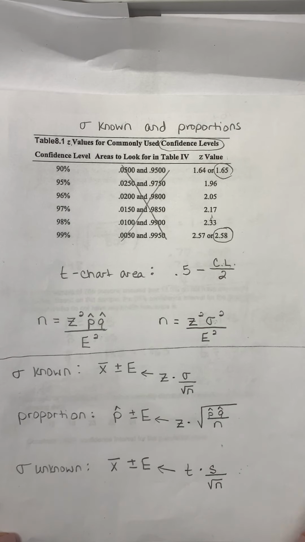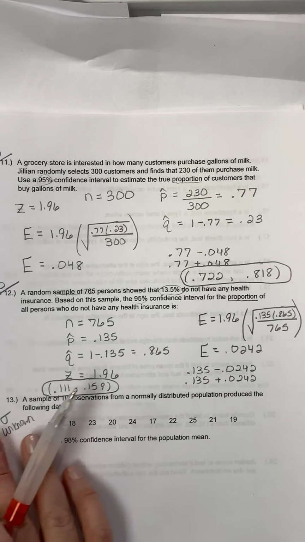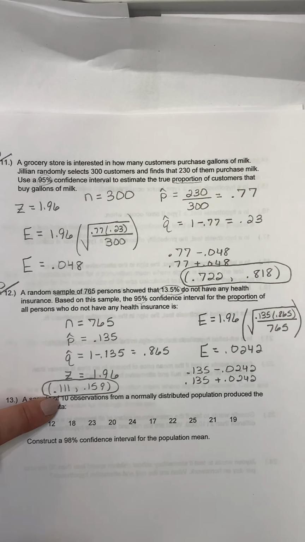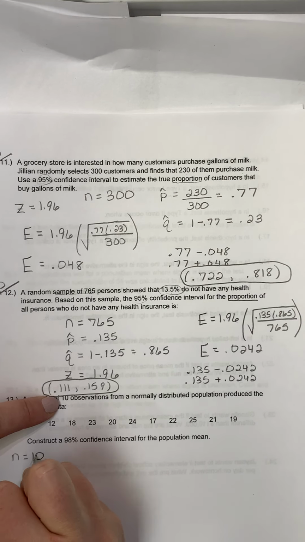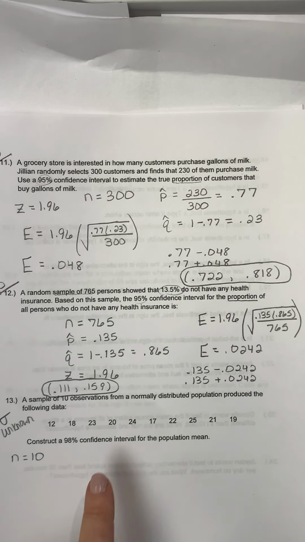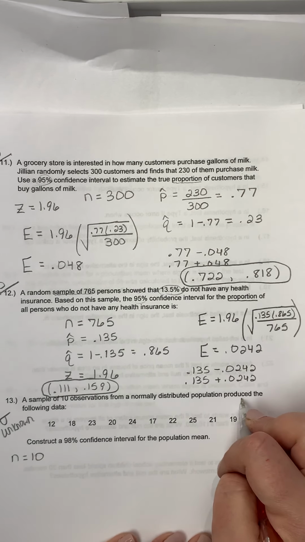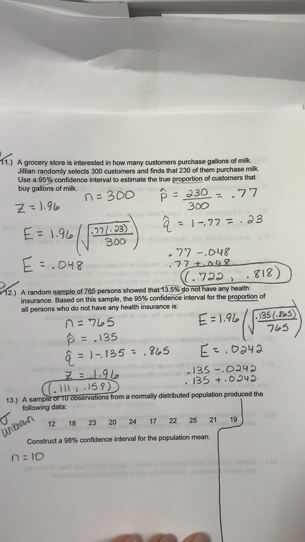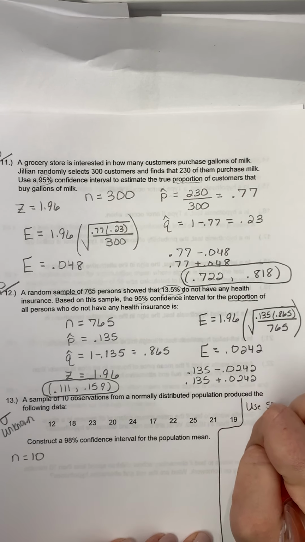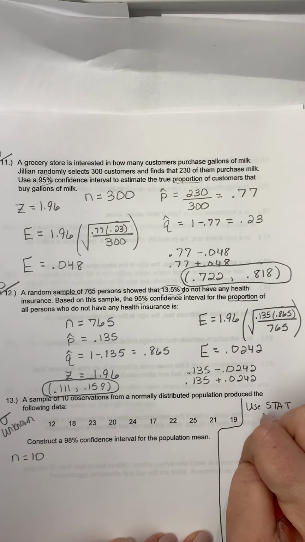For your sigma unknown problem, you don't have any information. The only thing you have is N. You don't have X bar and you don't have S. That's the problem. So you are going to have to put these numbers into your calculator in a list, and you're going to have to go from there. So let's make sure we know how to do that. Let's go over here. You're going to need to use stat edit.